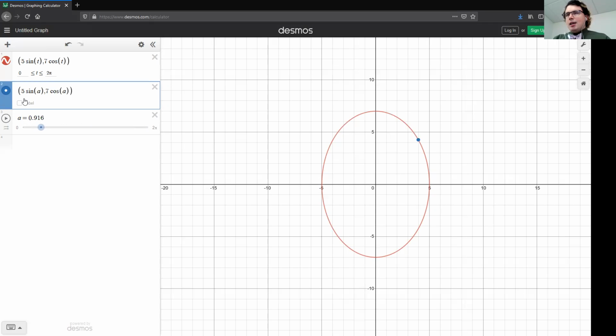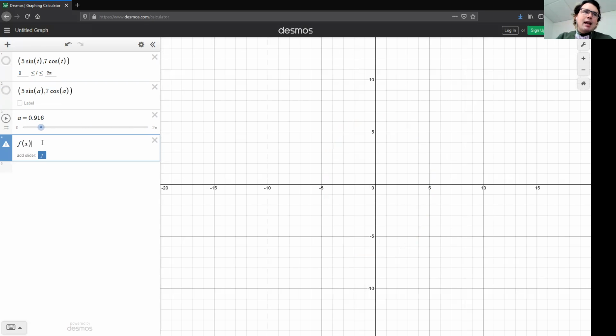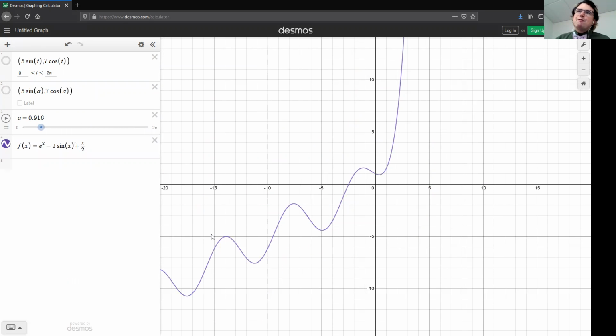Now, this idea of a point tracing out a curve allows us to deal with lots of graphs, lots of shapes that we couldn't have before. Now, if we had some function, let's say y equals f of x, what do I want for my f of x here? How's about f of x is e to the power x minus 2 times sine of x. How about plus x over 2? There's a function.